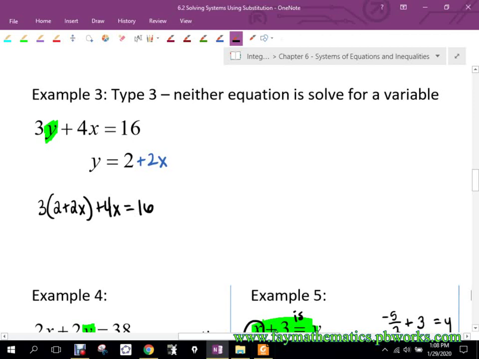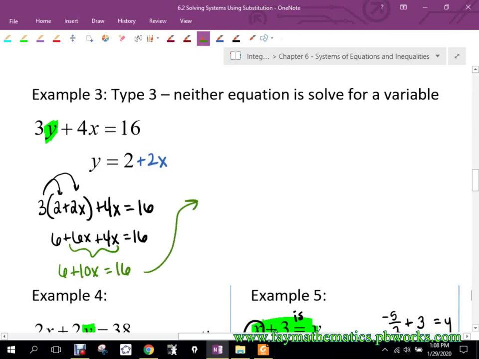And then the pattern is, once you start doing this stuff, guys, hopefully you realize, regardless of what they give us, there's a lot of patterns to it. So you substitute, everything we've done so far, usually when we substitute, we then have to distribute. So 6 plus 6x plus 4x. And once we do that, we have to combine like terms, right? So there's my like terms. So I get 6 plus 10x equals 16.